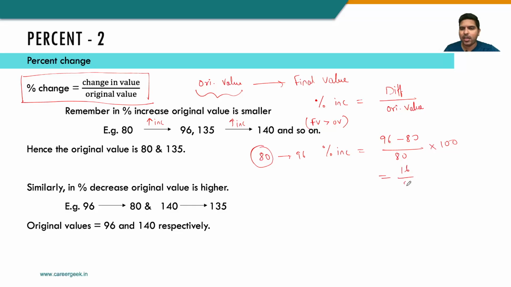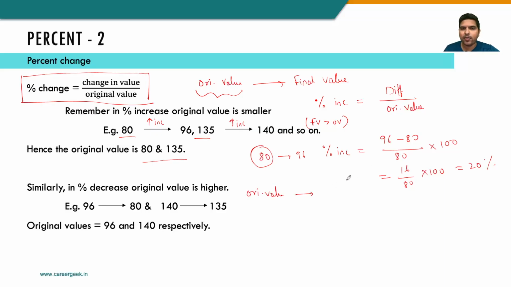Okay, 16 upon 80 into 100. Doesn't matter. This is 20, the value. Okay, the original values are 80 and 135 in this case. Similarly, it doesn't matter what language they use.